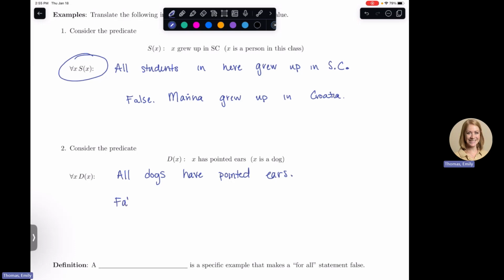Why is this one false? My dog is not. Your name is Daniel, right? What's your dog's name, Daniel? Chloe. Daniel's dog, Chloe, does not.